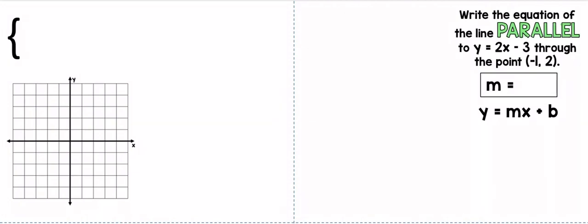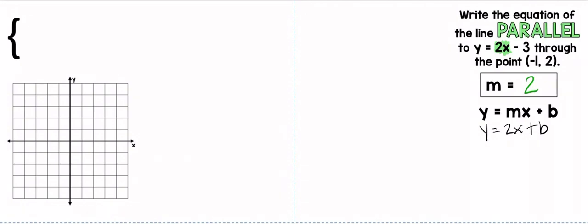Parallel means same slope. Okay, and so when I write the equation of the line parallel to y equals 2x minus 3 through the point negative 1, 2, I know my slope is going to be 2, because that's what the slope is for this equation. Since the slope is the same, if the slope for the first equation is 2, the slope for the second equation that's parallel is going to be 2. So then, once I have my slope, I plug that into my equation, y equals 2x plus b. And now we have to find b.